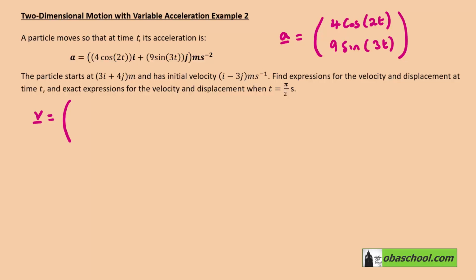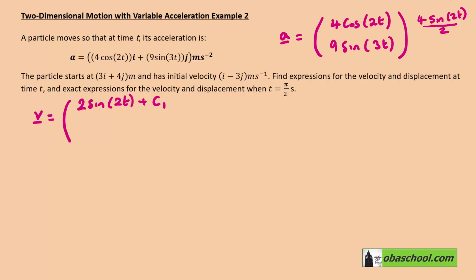Cos will integrate to sine, and remember to use the chain rule. So that would give me 4 sin 2t, and we need to divide by 2 here. We're using reverse chain. Remember, when we differentiate, the 2 would come out and multiply. So here it's going to come out and divide. So that's going to be 2 sin 2t plus some constant, c1.